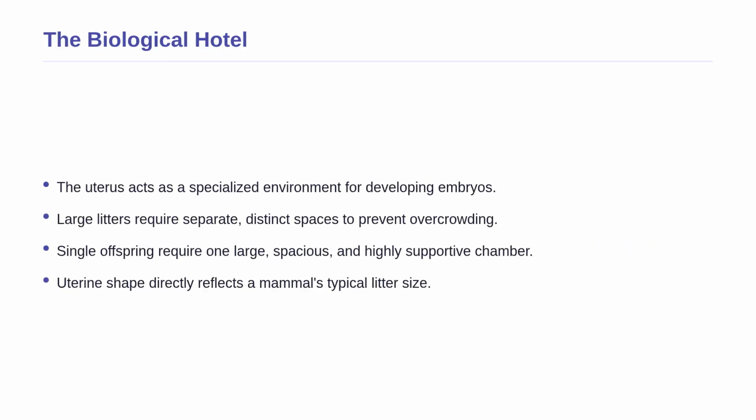To begin our journey, imagine you are an architect tasked with building a specialized hotel for growing babies. If you usually have large groups of 10 guests arriving at once, you would want a hotel with long, separate hallways so everyone has their own private room. But if you usually only have one single VIP guest at a time, building one large, spacious master suite makes much more sense. In the animal kingdom, this biological hotel is the uterus. Its shape changes drastically depending on the reproductive needs of the mammal, allowing us to guess how many offspring it typically has.